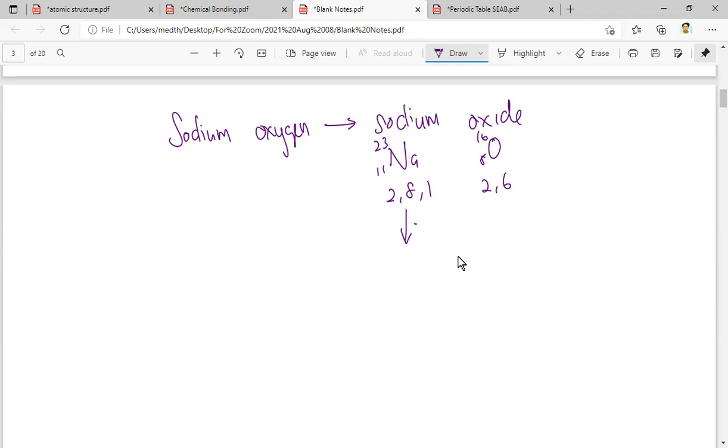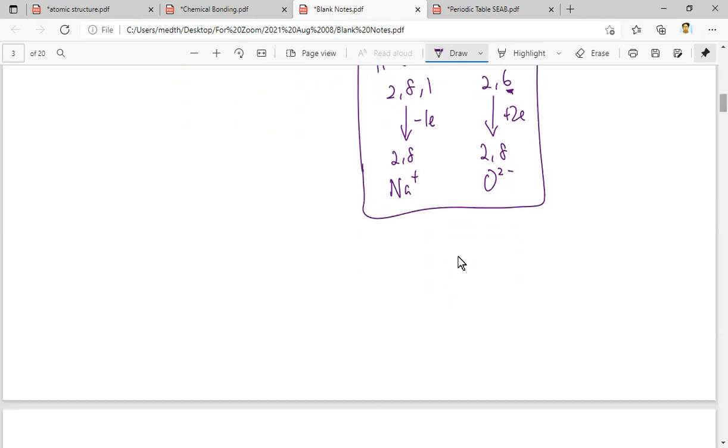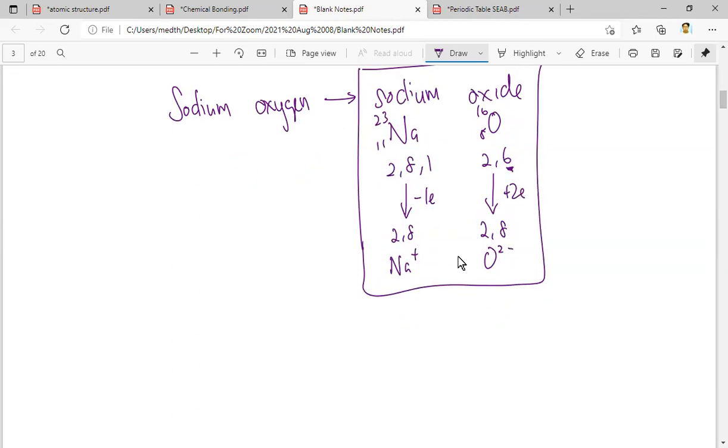So this is going to lose 1 electron. It's going to become 2, 8, Na plus. This guy here is going to gain 2 electrons because I want the outer shell to be fully filled. It becomes 2, 8, O2 minus. So these are the basic steps. This is the basic step you must always go through whenever you are doing bonding. Once you have gone through this working, you'll be able to draw it more easily. So the first one I'm going to draw is Na.